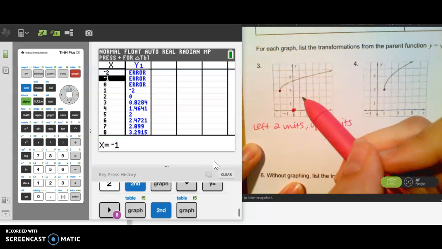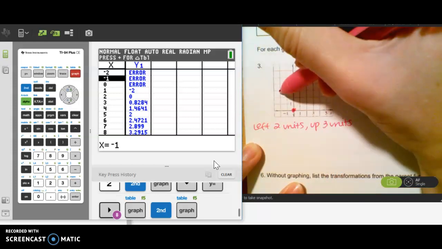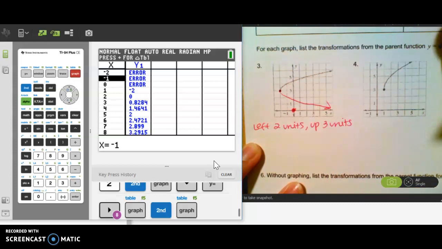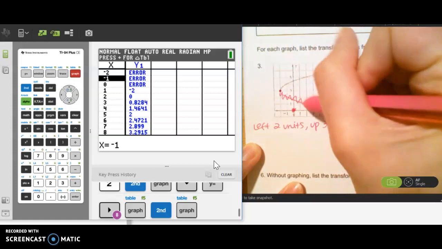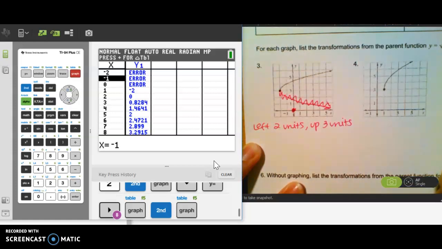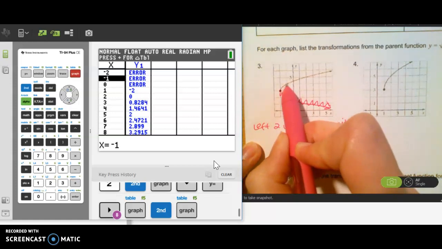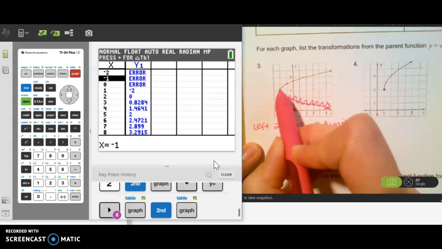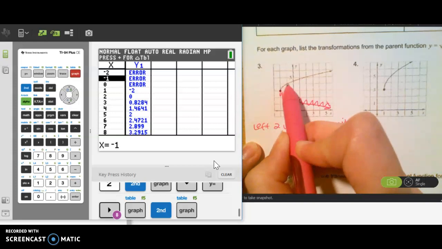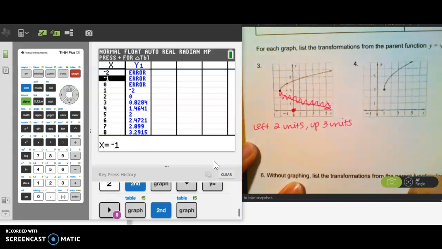Was it reflected? No, if it was reflected, then it would open down like that. But that's not the case here. So it was not reflected, and then was it stretched or shrunk? Well, we go over 1 and up 1. That is our regular function. If we go 1, 1 for the first part, that's regular, so there's no stretch or shrink.